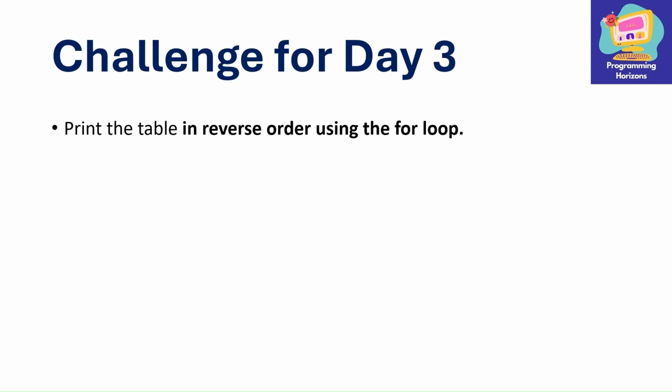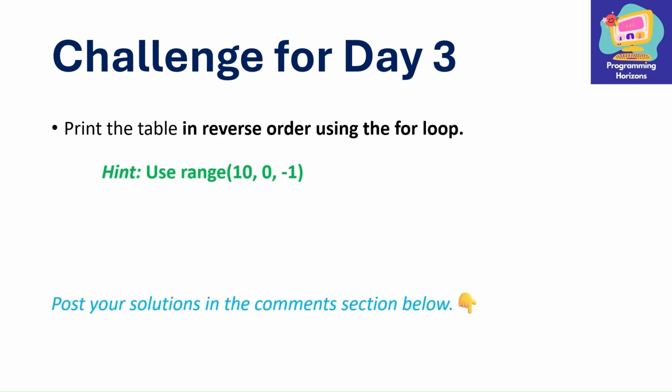Now here's your challenge for the day. Try printing the table in reverse order using the for loop. Here is your hint. Here -1 indicates that we are moving from a bigger value to a smaller value. Try it out and post your solutions in the comment section below.